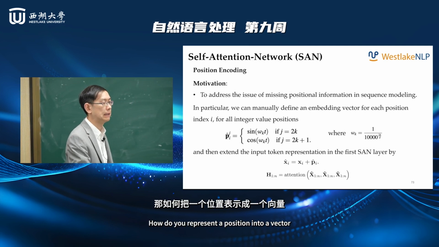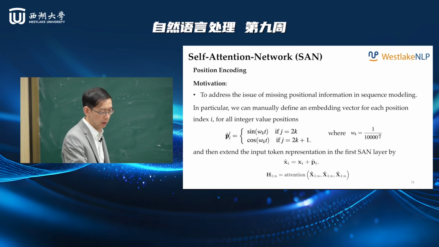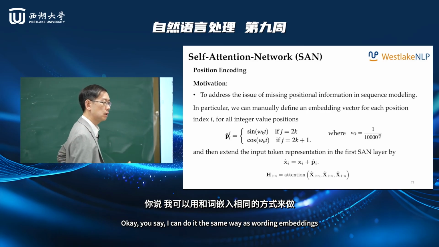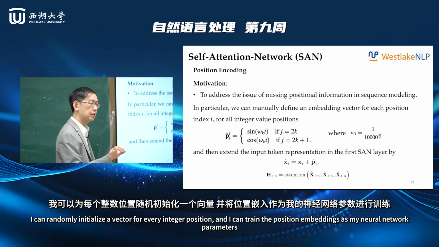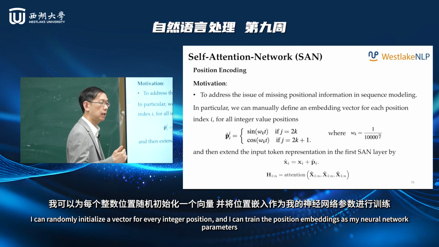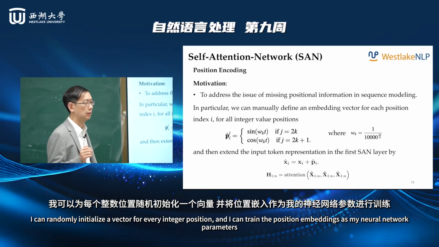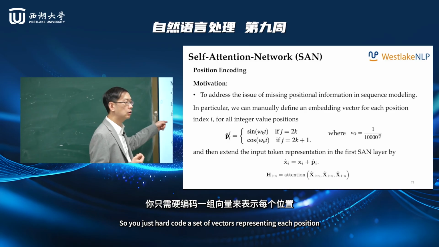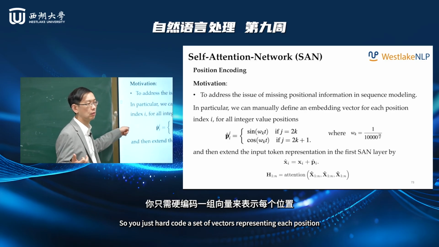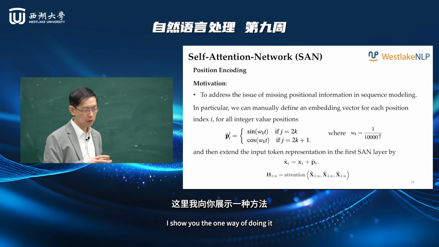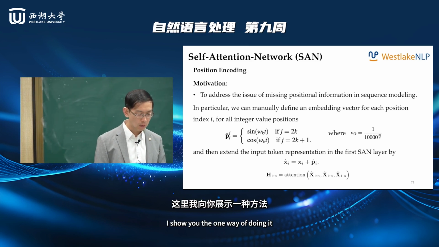How do you represent a position as a vector? You say, I can do it the same way as word embeddings. I can randomly initialize a vector for every integer position, and I can train the position embeddings as my neural network parameters. That's one way. But it turns out that a simpler way works as well. You just hard code a set of vectors representing each position. How do you hard code a vector? Here I show you one way of doing it.